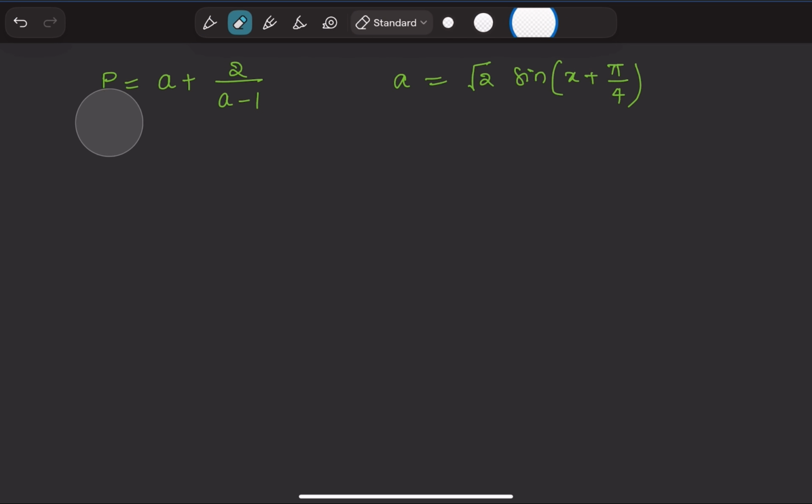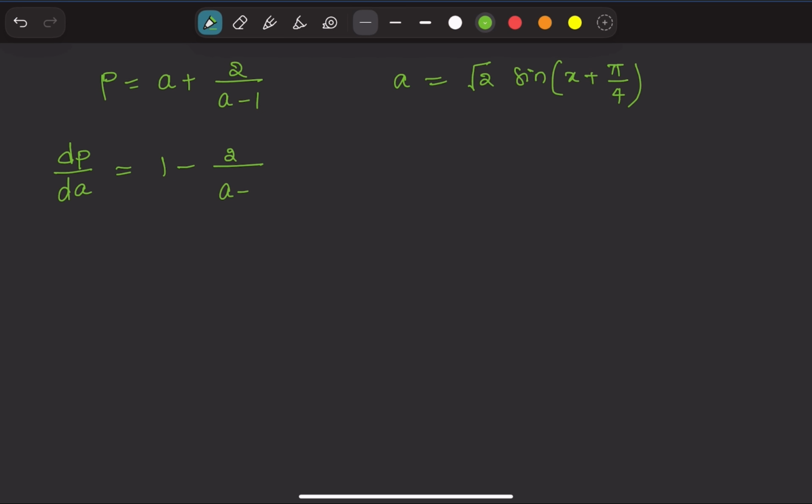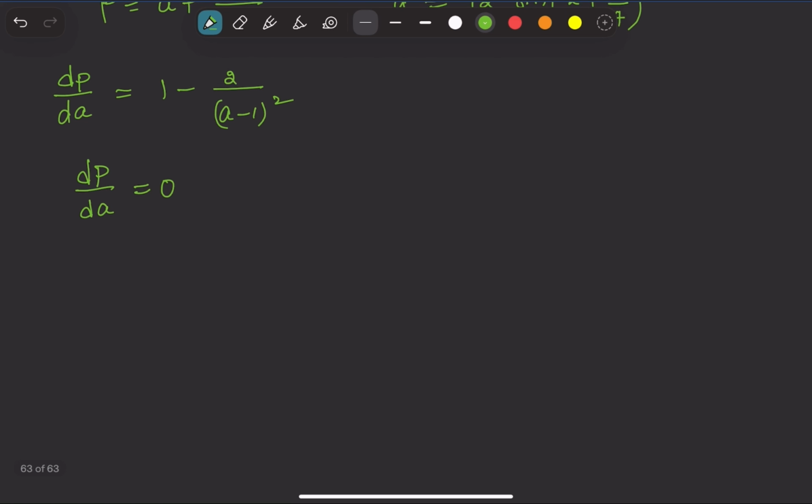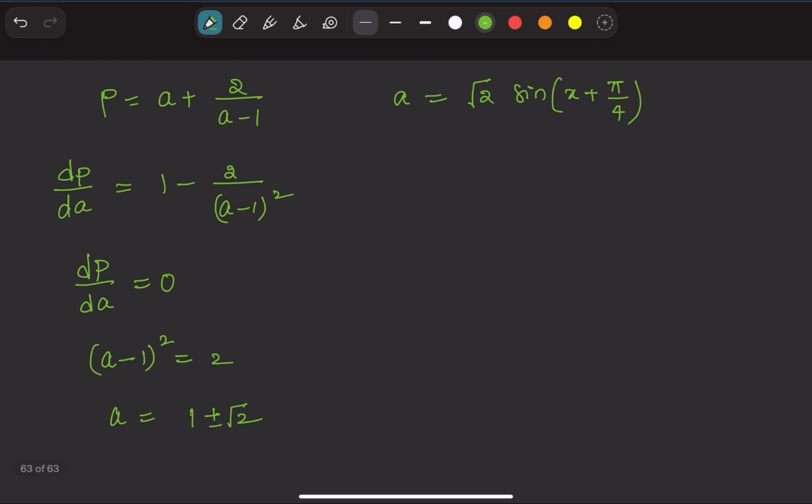So let us go and differentiate P. So this is a very standard approach now. So dP upon dA will be simply 1 minus 2 upon A minus 1 whole square. So let us set the derivative to 0 to find the turning points. So that will give you A minus 1 whole square is equals to 2. So your A will be 1 plus or minus root 2. So you got two values for A.